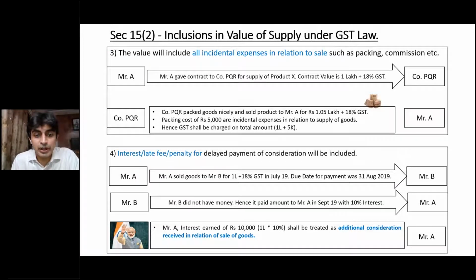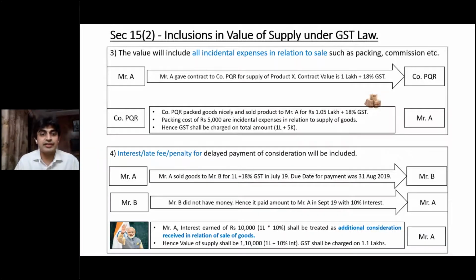Interest or late fee for delayed payment of consideration. So against consideration, what was happening? I received 1 lakh rupees and I also received 10,000 as interest. Now interest is received in relation to goods. So suppose the goods rate is 5%, then 5% will apply on the interest earned too. If the goods rate was 28%, then on whatever interest I earned I will have to charge 28%. Whatever the rate of goods is, that rate I will have to charge on the interest component. I hope the query is resolved.